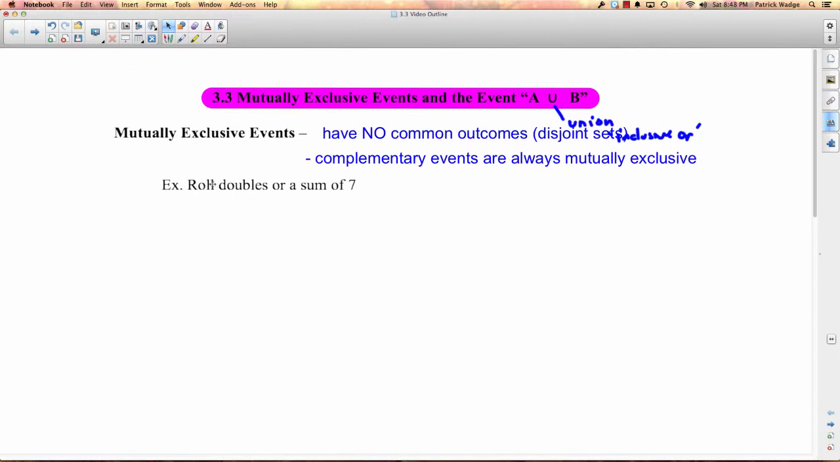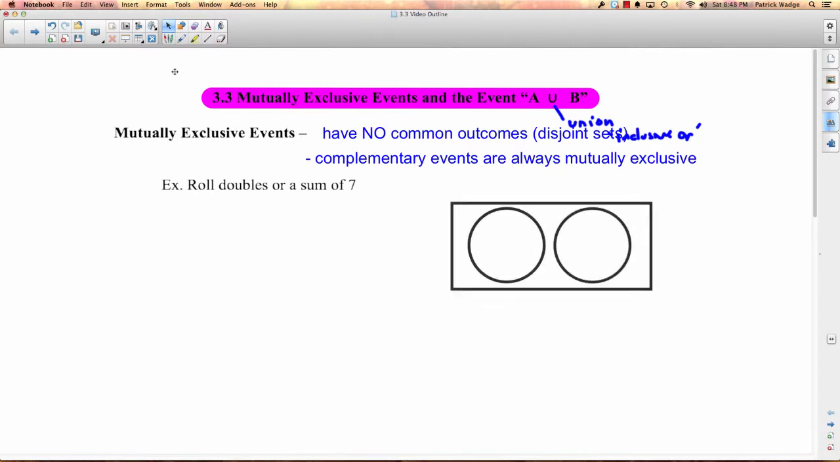So let's do an example here. These are mutually exclusive events: rolling doubles or getting a sum of 7. So we're rolling 2 dice, and we're looking at rolling doubles or getting a sum of 7. Let's draw a Venn diagram. Now this is a weird Venn diagram. Why is it weird? Because the circles aren't intersecting, they're not crossing. Why is this? Because these are disjoint sets. They're mutually exclusive events. This will always be what it looks like if you draw a Venn diagram for mutually exclusive events.